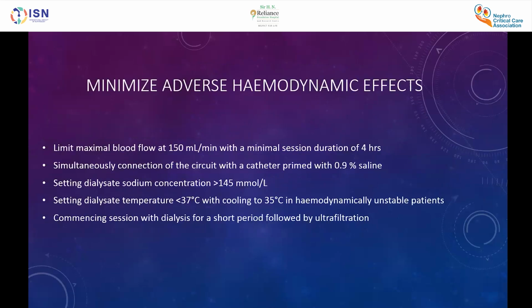So how do we minimize these adverse hemodynamic effects? We limit the maximal blood flow to around 150 ml per minute, with a minimum session of at least around 4 hours. We use simultaneous connection of the circuit with a catheter that is primed with normal saline, and set the dialysate sodium concentration at more than 145 millimoles per liter. The dialysate temperature should be around 37, with cooling to 35 in hemodynamically unstable patients, and we commence the session with dialysis for a short period followed by ultrafiltration.